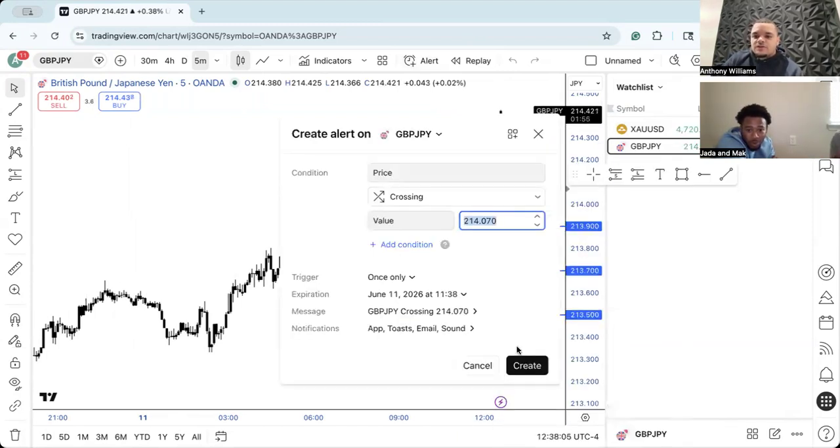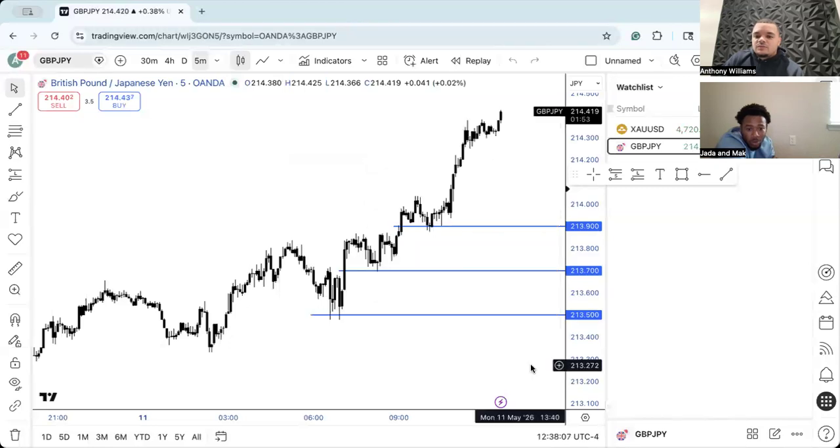So if you don't want to look at your charts at all, you could just make an alert, and when the price comes down here, it'll alert either your email or your phone.